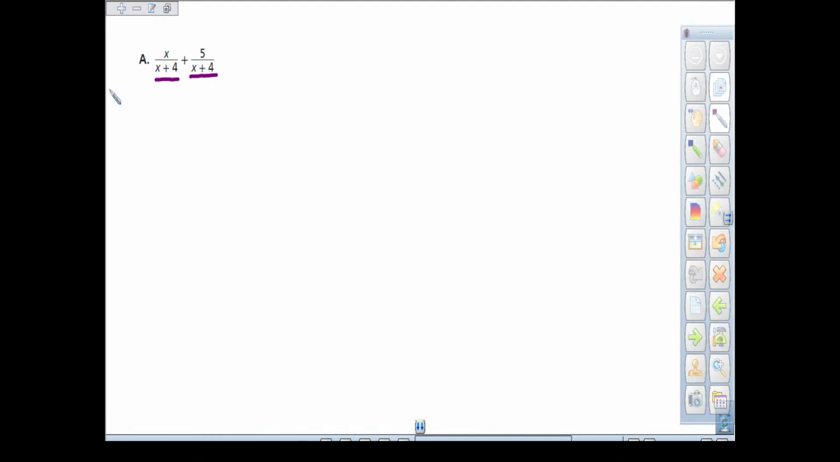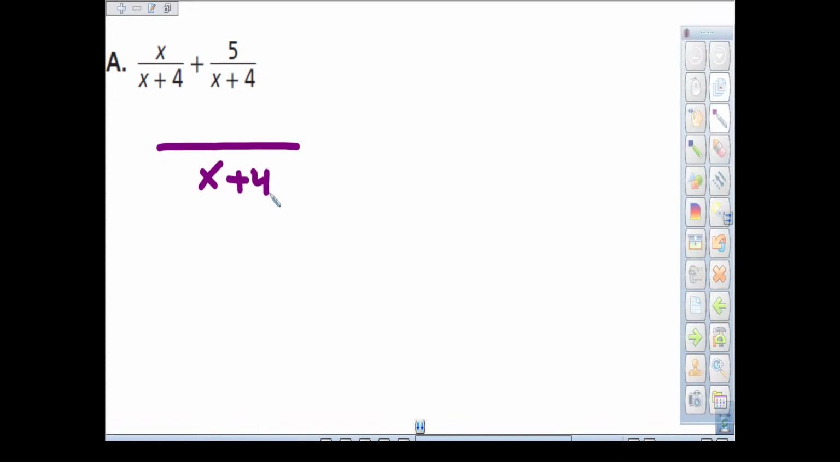So if I have the same denominator, then I'm ready to just add them up. Let me make this a little bit larger so you can see. I'm just going to add them up. This means I have one denominator, x plus 4, and I'm just going to add the tops, x plus 5. That's all, since I have a common denominator already. I'm lucky because that was the case. Now, sometimes that's not the case, right?